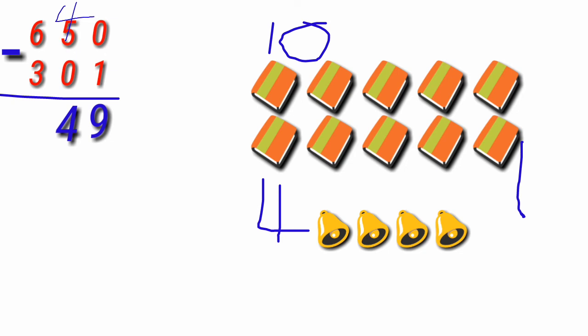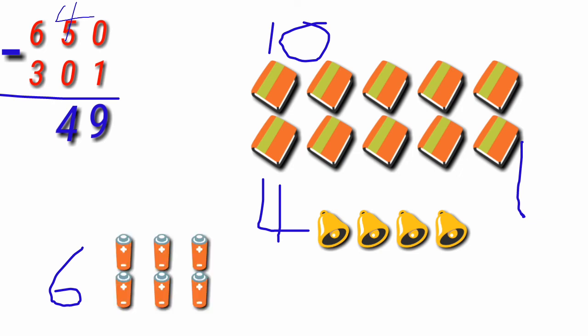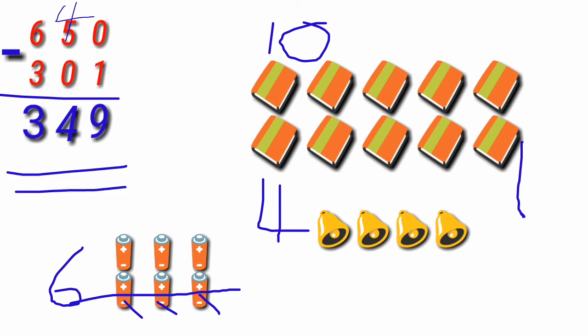And 6 minus 3. Subtract 3 from 6. 6 minus 3 is equal to what? 3. 3 is the answer. So 650 minus 301 is equal to 349.